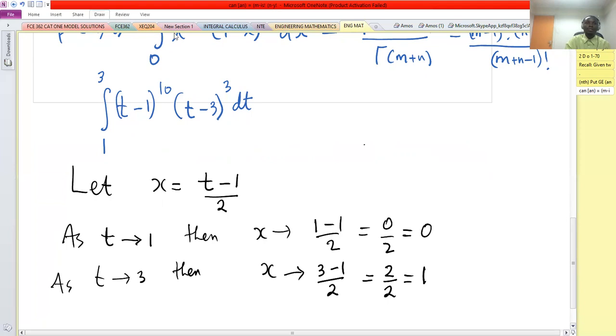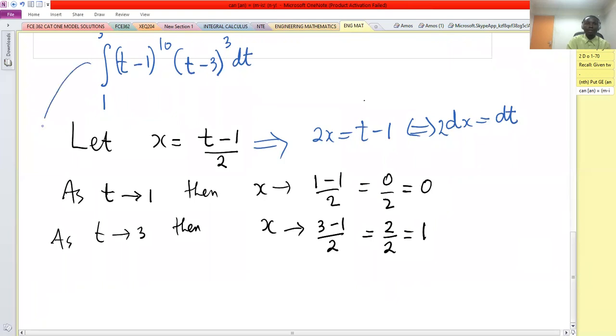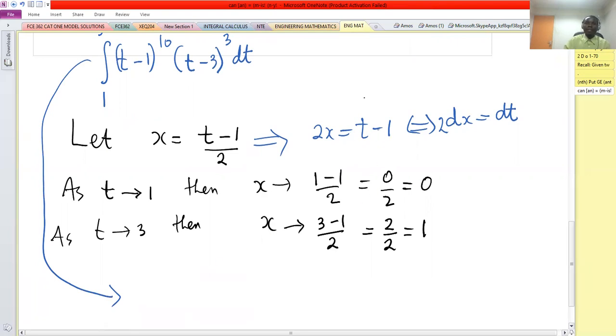Now, this means that 2x equals t minus 1, which tells us that 2 dx equals dt. So where there's dt here, we can replace it by 2 dx. And you can easily see from this part that t is nothing but 2x plus 1. So where there's t, we replace by this; where there's t minus 1, we replace likewise; and where there's dt, we replace by 2 dx.